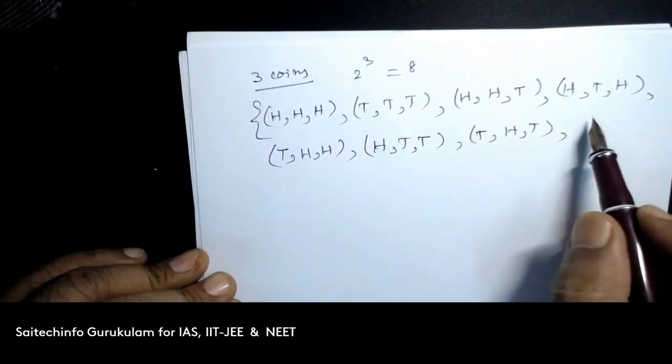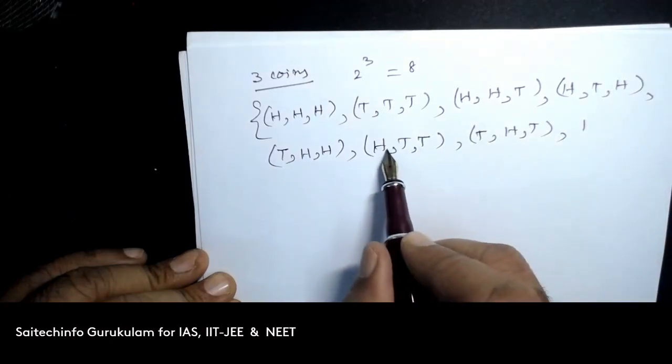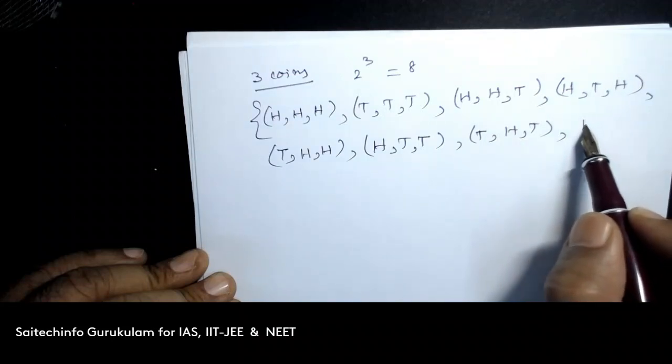And what about this one? First coin, how much? This is T. So what could be the next one?